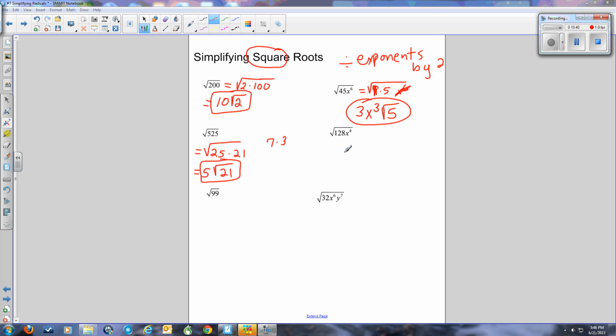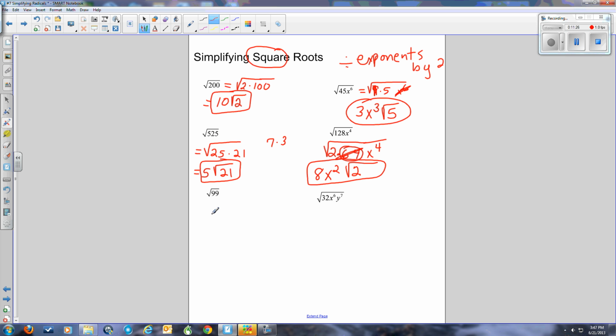Let's do this next one. We have the square root of 128x to the 4th. We can't take the square root of 128 and get a whole number, but we could break that down into 2 times 64. So we've got 2 times 64x to the 4th. We can take the square root of 64, which is 8, pull that out front. We can't take the square root of 2 and get a whole number, so we'll leave it alone. So 64 is gone. X to the 4th, you take the exponent and divide it by 2 again. So 4 divided by 2 is 2, so we have an x to the 2nd we bring to the outside, and we keep that 2 under the radical. So we have 8x squared square roots of 2.